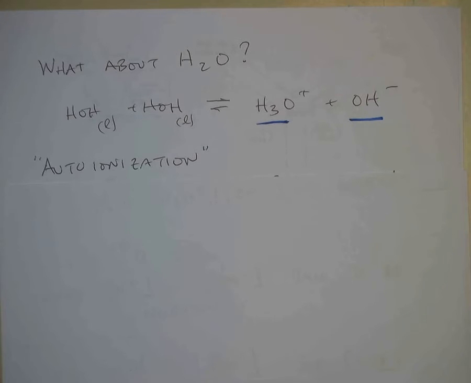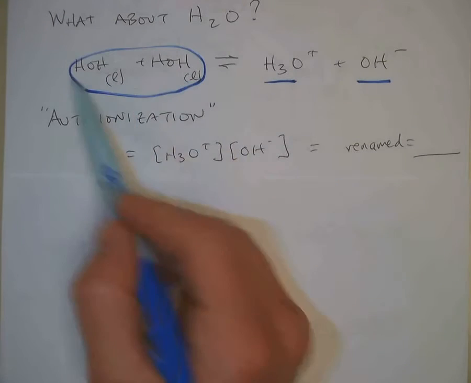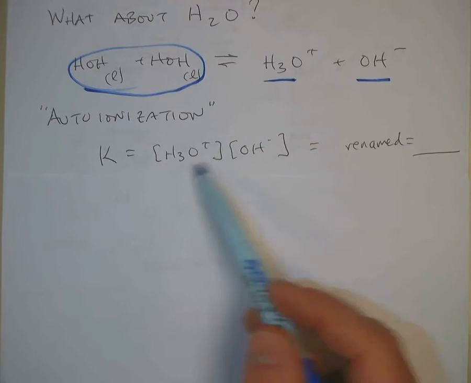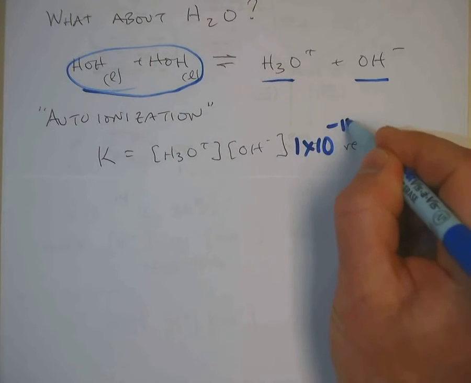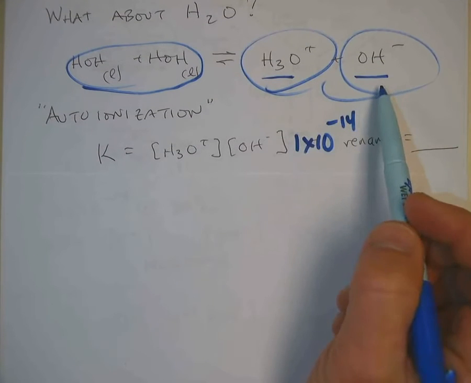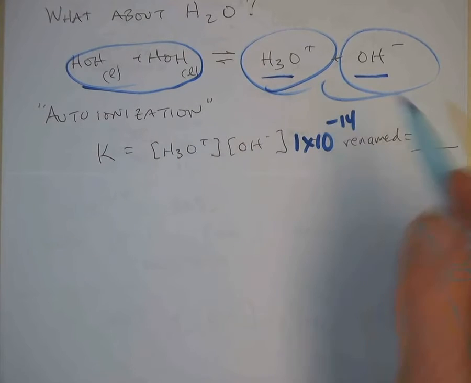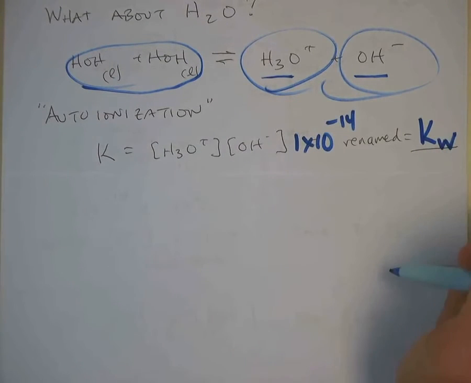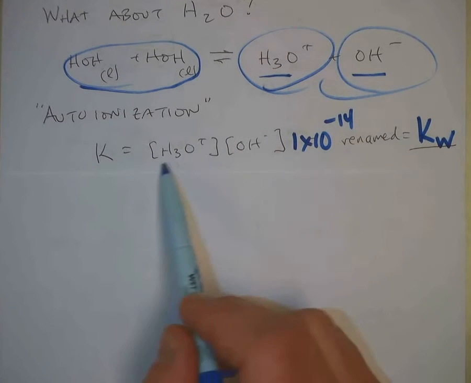This doesn't happen very much, and as a matter of fact, if you write the K expression for this, you'd write products divided by reactants, and of course the reactants are pure liquids, so you don't put them in there. So it's [H3O+][OH-], and that equals 1 times 10 to the negative 14th, a really small number, because not a lot of these form from pure water. This K is no longer called Kc or Kp, it's called Kw, or K-dub for short, because it's the auto-ionization constant for water. And all aqueous solutions usually follow this equation.